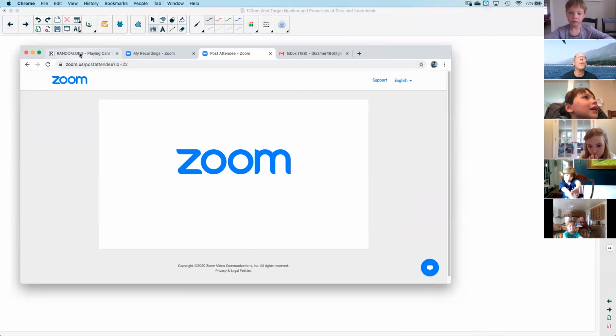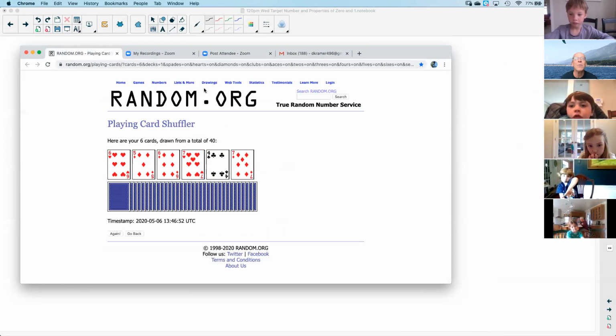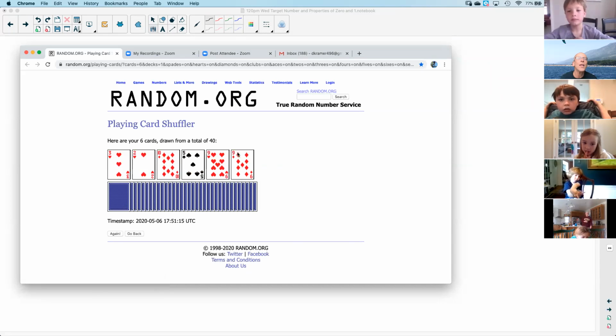Now that website is called random.org. And here's how it works. I programmed it to take out the jacks, the queens, and the kings. I also programmed it to have no jokers. And all it's gonna have is ace through 10, 4 times, 40 different numbers. Every time I hit the word again, it gives me another set of numbers.